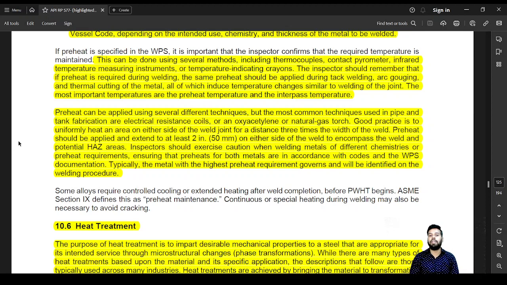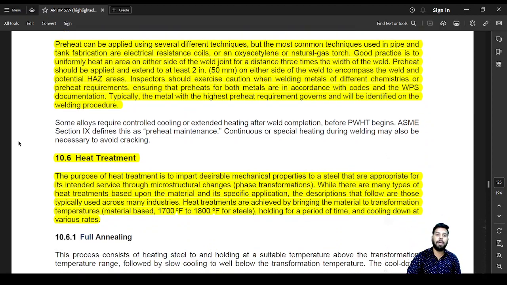The most important temperatures are preheat temperatures and interpass temperatures. Preheat can be applied using several different techniques, but the most common techniques used in pipe and tank fabrication are electrical resistance coils or an oxyacetylene or natural gas torch. Good practice is to uniformly heat the area on either side of the weld for a distance 3 times the width of the weld. Preheat should extend at least 2 inches on either side of the weld to encompass the weld and the potential heat affected zone areas.